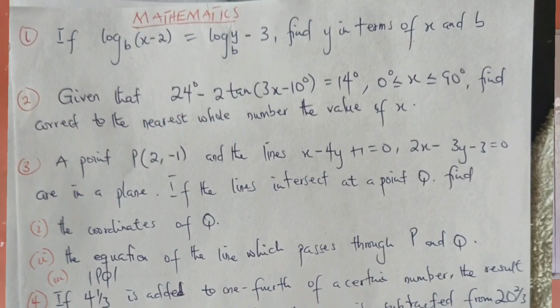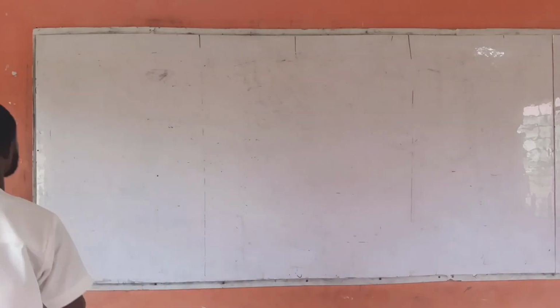So we quickly look at the first question, which says that if log(x minus 2) base b is equal to log y base b minus 3, find y in terms of x and b. So the question needs to be studied carefully.